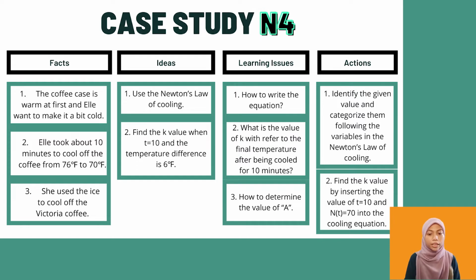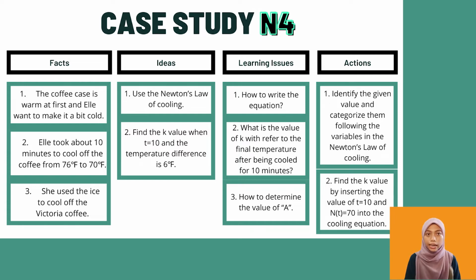So for the table for the second case study, the first fact is the coffee is warm at first and Elle wants to make it a bit cold. So the idea is we need to use Newton's law of cooling. So how to write the equation, and the action here is we need to identify the given values and categorize them following the variables in Newton's law of cooling.